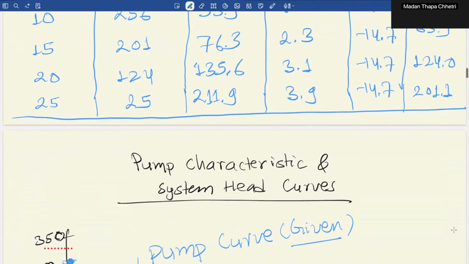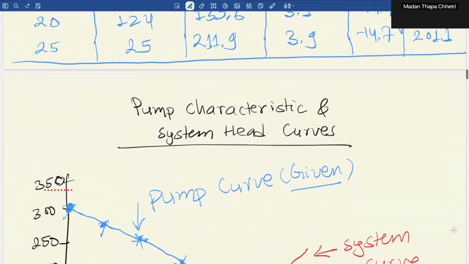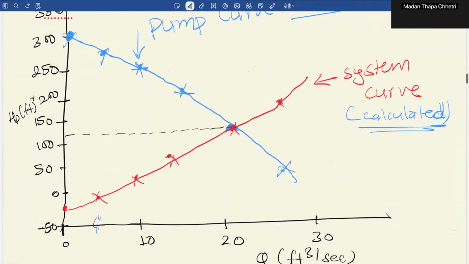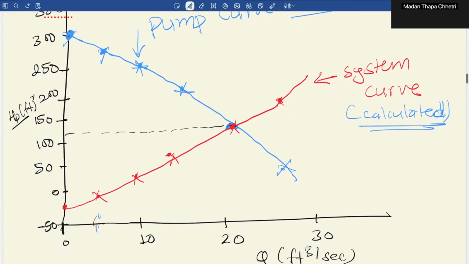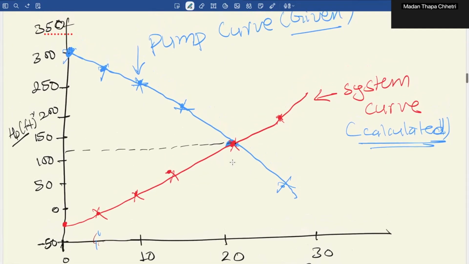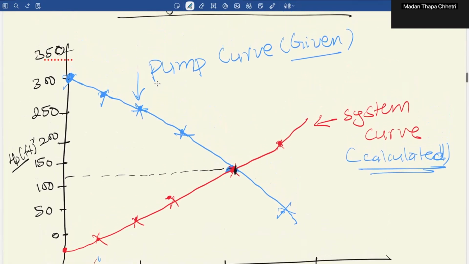So let us draw the graph that will help us to find the operating point. On this y-axis, I have drawn HP, head pump, whereas on the x-axis, I have drawn flow rate. And this middle part is the operating point. This red curve is the system curve that we computed, whereas this pump curve is given.